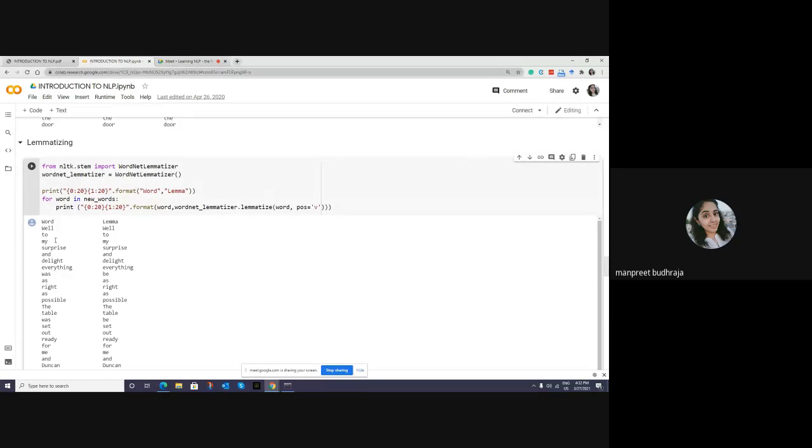Well is well, two is two. Was root form is be. If you see, was is be. Bid is bid, complemented is complement. So you are turning them into their root forms.